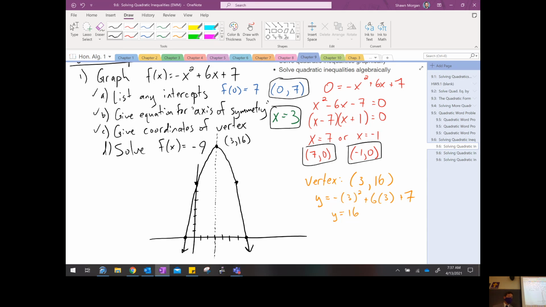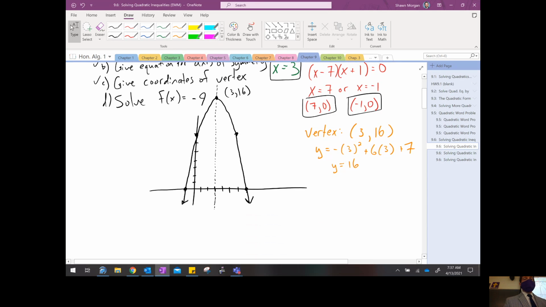And then what in the world with part D? What is part D asking? It says solve f of x equals -9. How do I do that? Do what, Jake? Plug in what? It's not saying what is f of -9. It's not saying let's figure out what the y-coordinate is when x equals -9. It is saying what x-coordinate or coordinates would produce an output, a y value of -9.